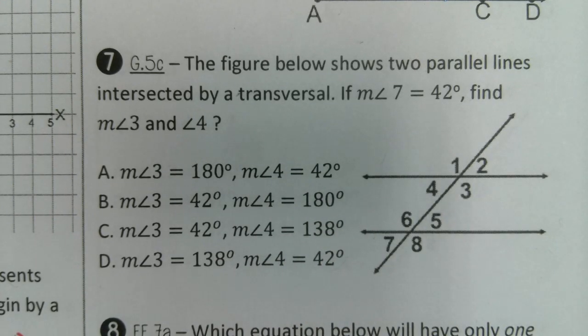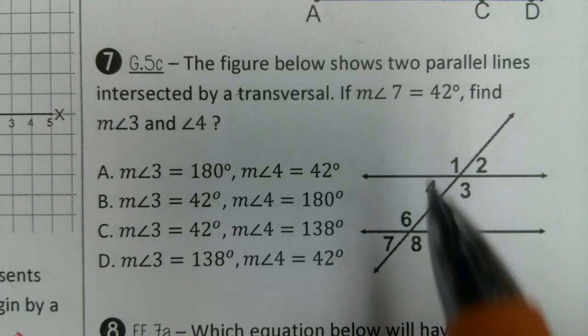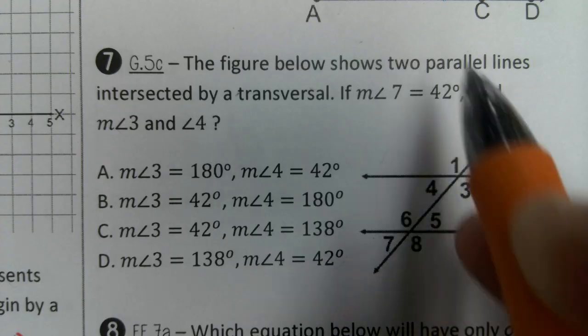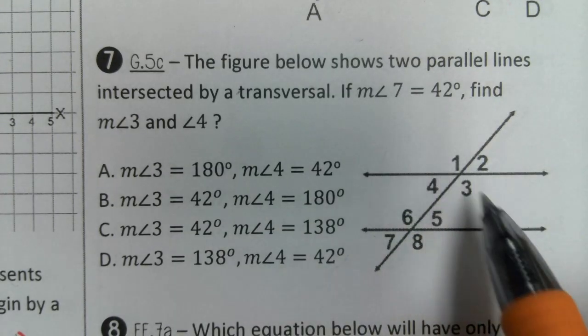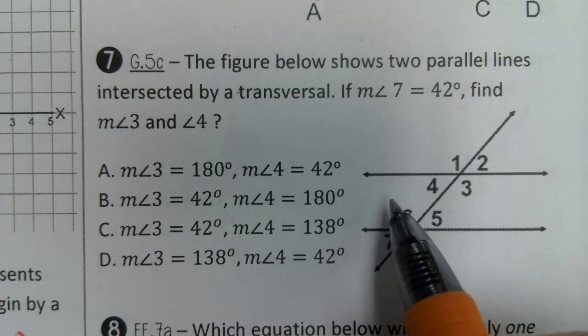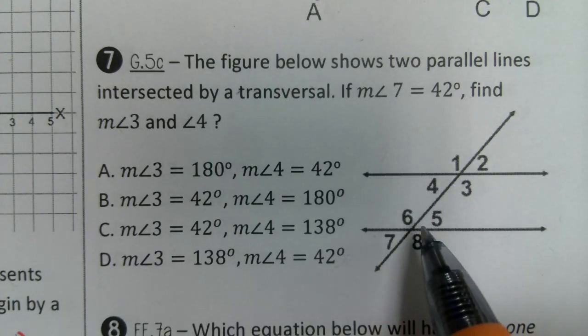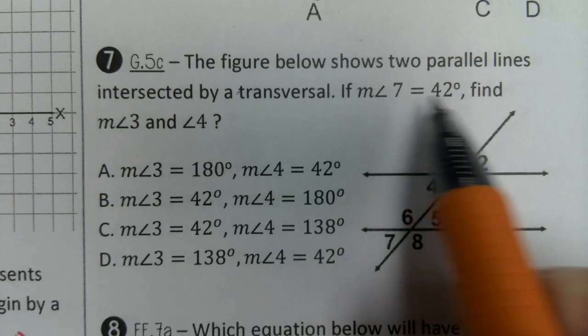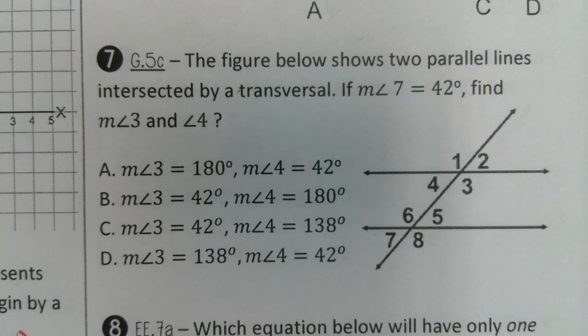What makes this a super easy problem is if we remember when we have two parallel lines cut by a transversal, all of your acute angles are going to be congruent. Every one of these acute angles, 2, 4, 5, and 7, are going to be 42. And every obtuse angle is going to be congruent. So 1, 3, 6, and 8, all of those are going to be the same measure. But also any one obtuse and one acute are going to be supplementary.